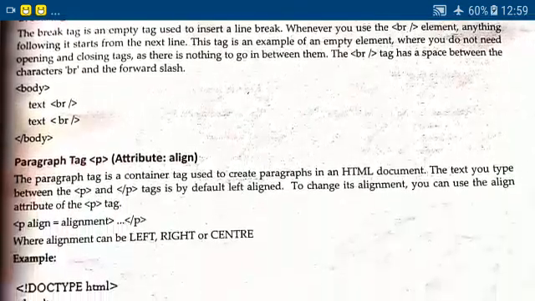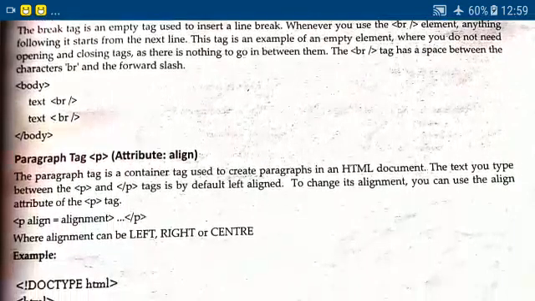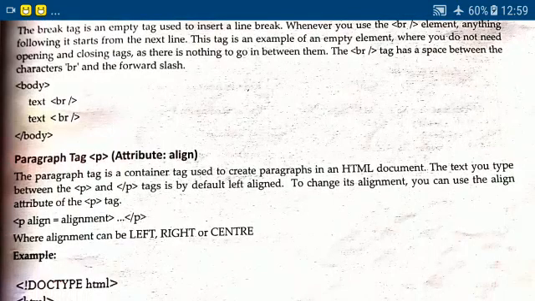Now next is the paragraph tag. The paragraph tag we will write with the P tag. The attribute is align. The paragraph tag is a container tag used to create paragraphs in an HTML document. The text you type between the P tag and the closing P tag is by default left aligned. So no need to give alignment, by default it is left. If you want to change the alignment, you have to write right or center. Left is the default, so your paragraph comes in left alignment only.